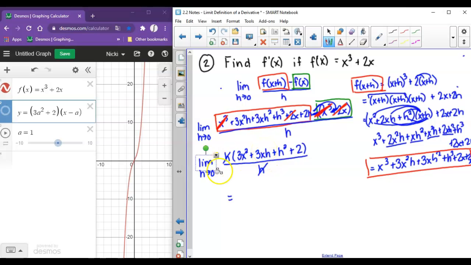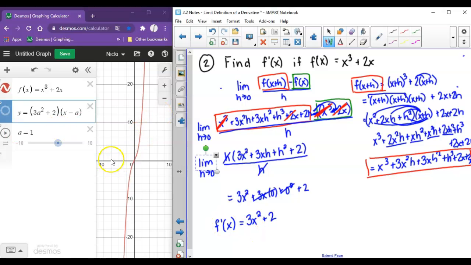Please, please, please remember you're plugging in 0 for the h, not the x. So it's 3x squared plus 3x times 0 plus 0 squared plus 2. And this term will be 0 and this term will be 0. So we'll just get 3x squared plus 2. This is our derivative, f prime of x. So what this tells me here is it gives me the slope of the tangent line at any point.